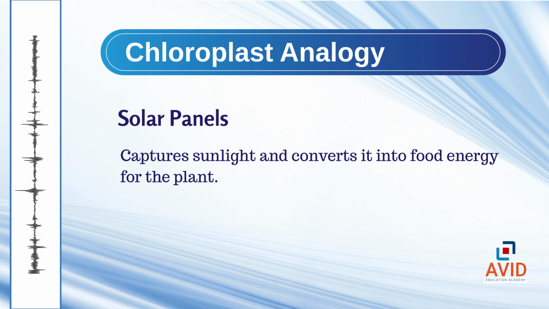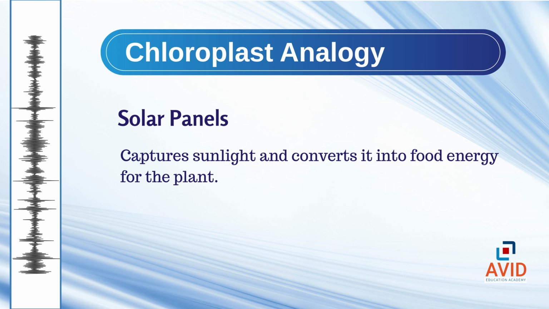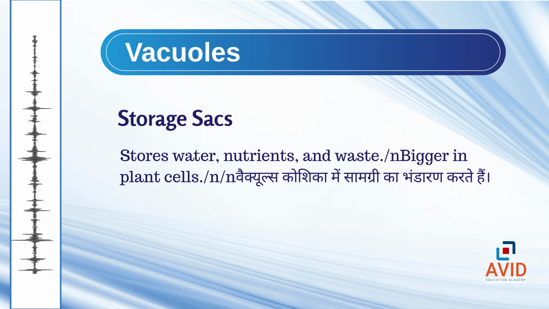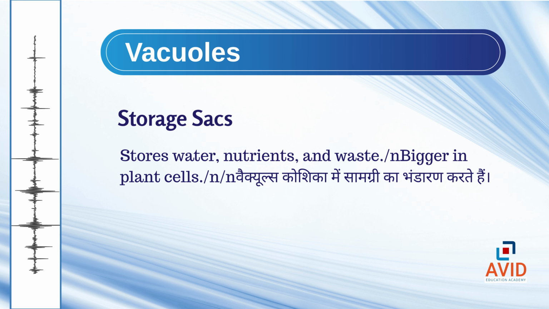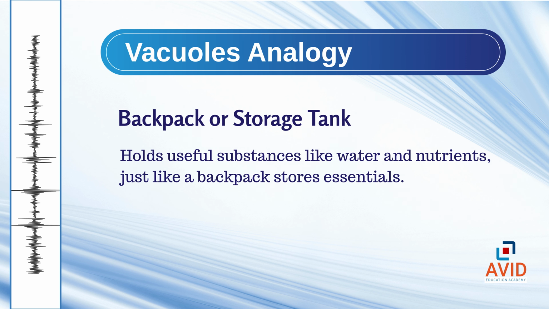Think of chloroplasts as solar panels in a plant cell. They capture sunlight and convert it into food energy. Moving on to the vacuoles. Vacuoles are storage sacs found in both plant and animal cells, but they are much larger in plant cells. They store things like water, nutrients, and waste. In a plant cell, the vacuole helps maintain shape and turgidity by holding water.